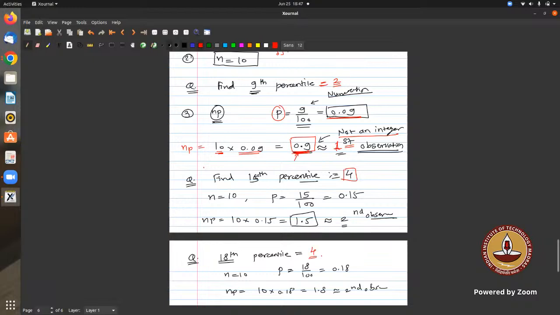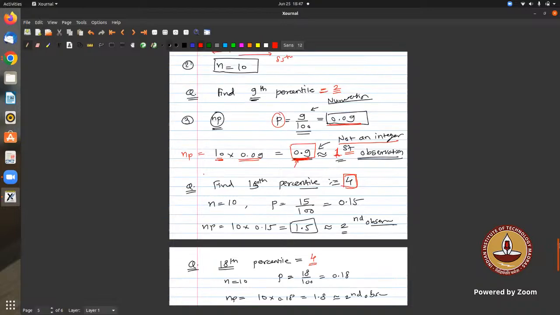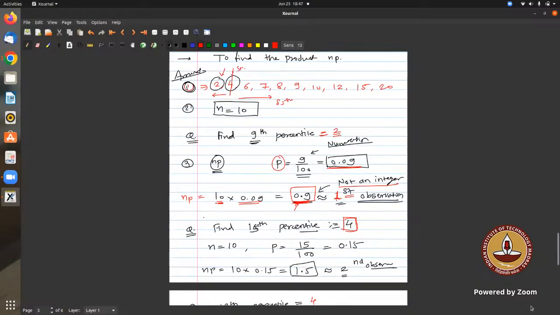Fourth observation, sir, which is 4. So the 15th percentile is also 4 and the 18th percentile is also 4. Okay, so now, sir, two different percentiles can have the same value? Yeah, that is fine. Two different percentiles having the same value is absolutely fine.